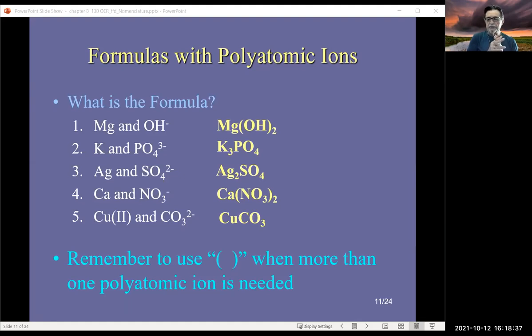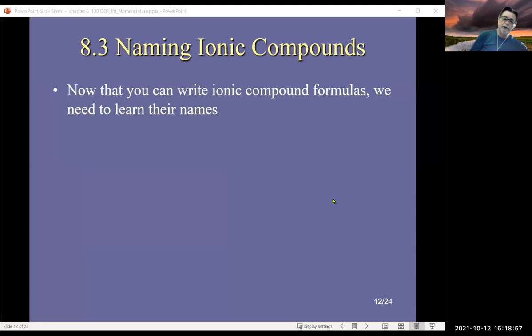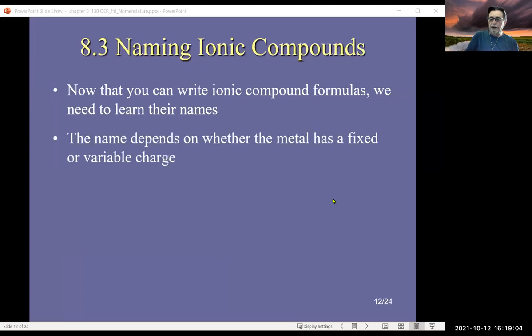And the magnesium is a group 2 metal where it loses 2 electrons, has a +2 oxidation number, and therefore we need 2 hydroxides. The same with calcium and nitrate. We need 2 nitrates, so on and so forth. Well, now that we can write the ionic compounds, we need to learn their particular names.